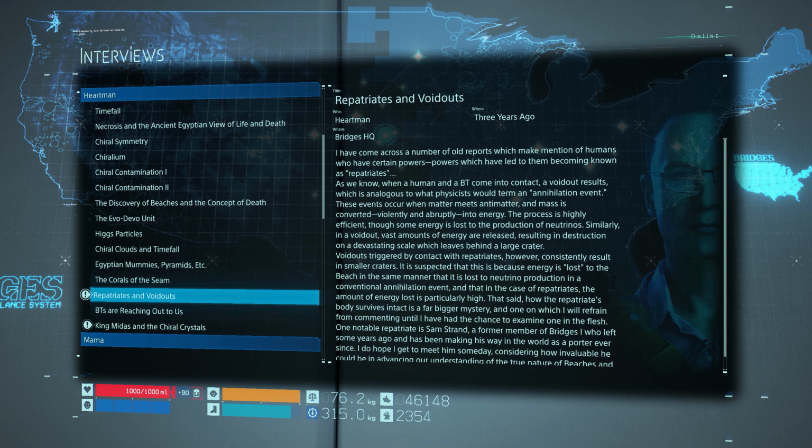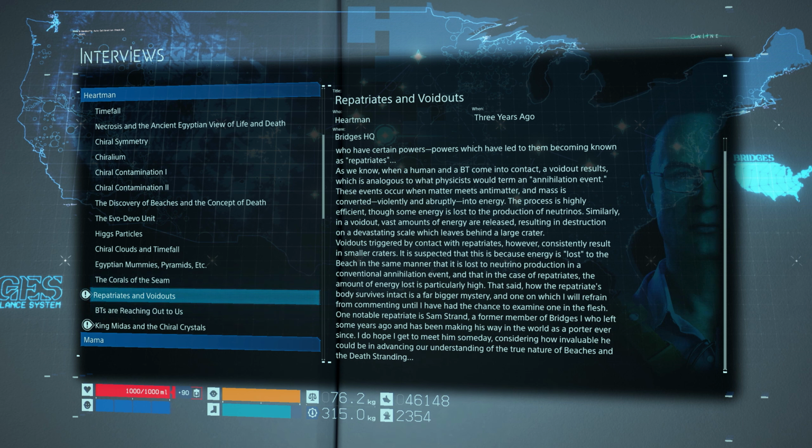Similarly, in a void-out, vast amounts of energy are released, resulting in destruction on a devastating scale which leaves behind a large crater. Void-outs triggered by contact with repatriates, however, consistently result in smaller craters. It is suspected that this is because the energy is lost to the beach, in the same manner that it is lost to neutrino production in a conventional annihilation event. The amount of energy lost is particularly high. That said, how the repatriate's body survives intact is a far bigger mystery, and one on which I will refrain from commenting until I have had the chance to examine one in the flesh.